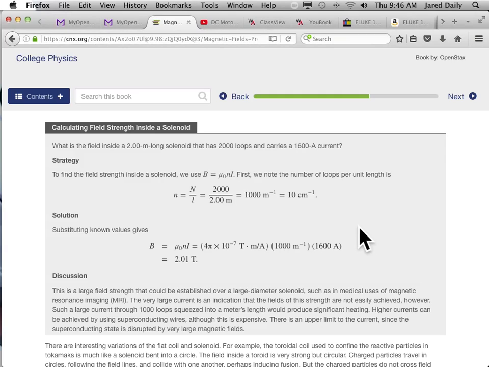But it's still a lot of current. That's 1,600 amps of current. You're going to have cooling on that wire. That's going to have to be either a huge wire, like inches in diameter, or it's going to have cooling built into it.